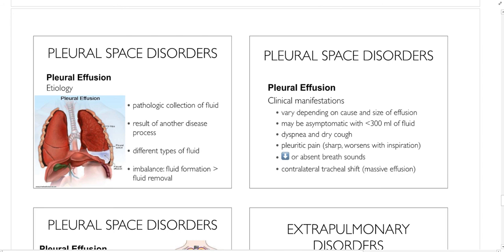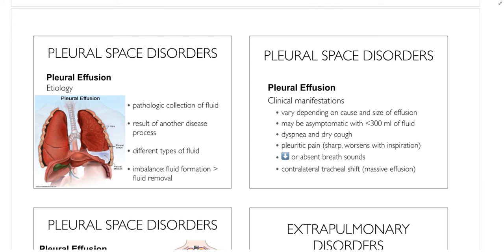Pleural effusion. This can also be called a hemothorax if the fluid is blood instead of water or non-blood. It's some kind of pathologic collection of fluid. It's resultant from another disease process, and the imbalance comes from more fluid accumulation than removal. Normally, we do have some form of fluid around the outside of the lung to help with lubrication as we expand and contract our rib cage, providing lubricant against the two rubbing layers, which provide the vacuum layer.